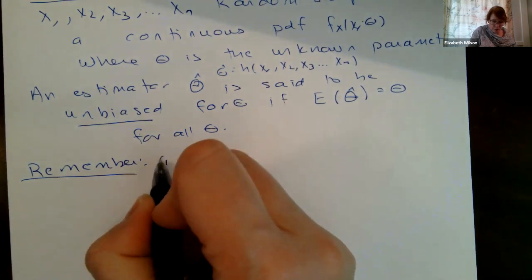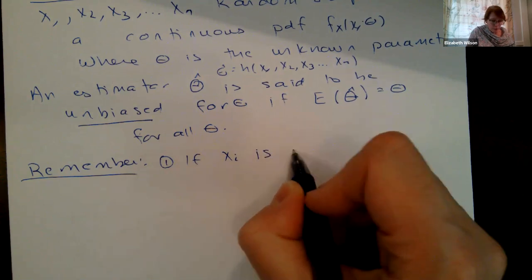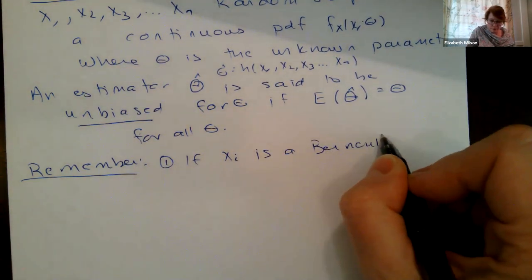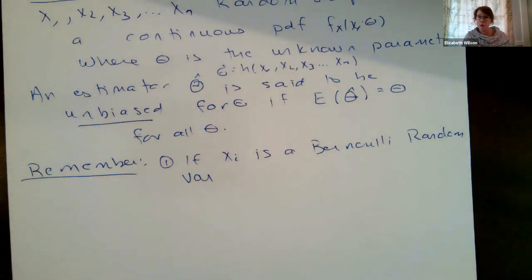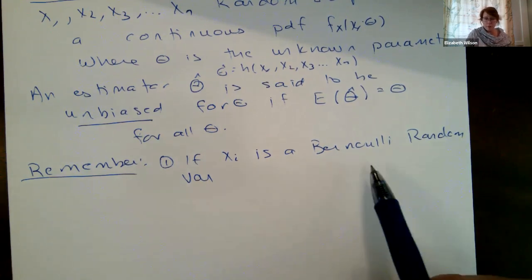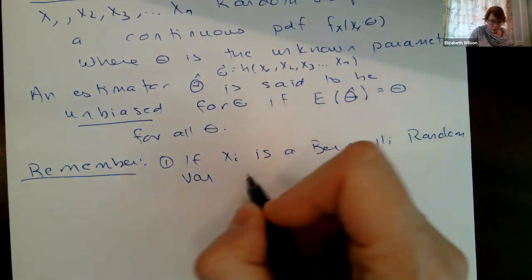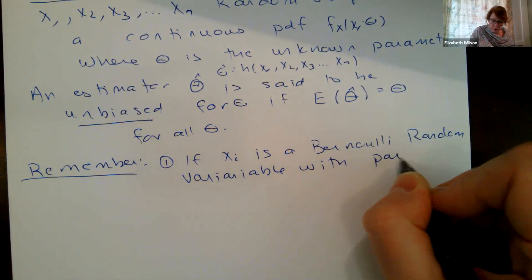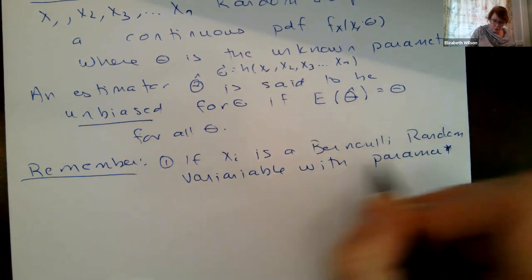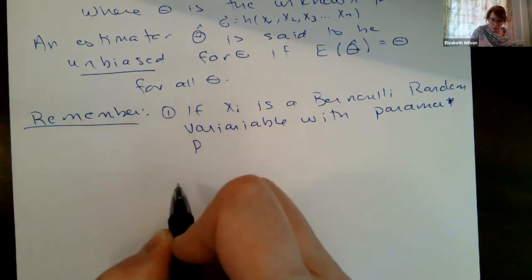So first, if x sub i, all of our samples, is a Bernoulli random variable, and I keep using this term Bernoulli random variable instead of saying the samples come from a binomial experiment, yes or no. We say Bernoulli random variable because our book is using that term. I want to get you familiar with the term Bernoulli random variable with parameter p.